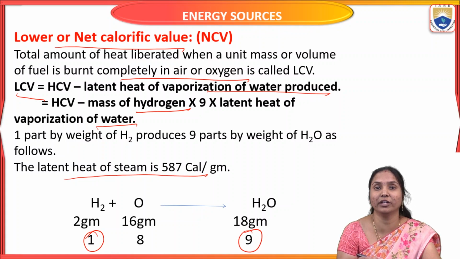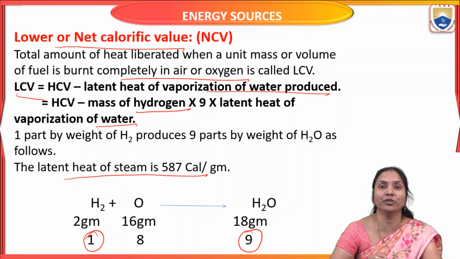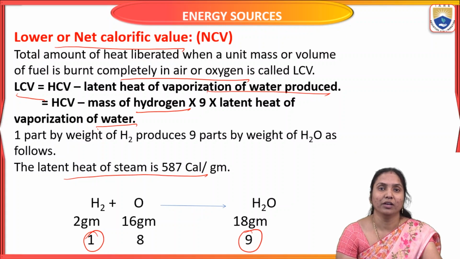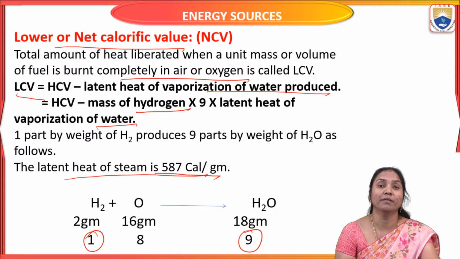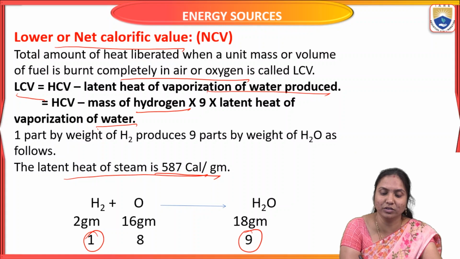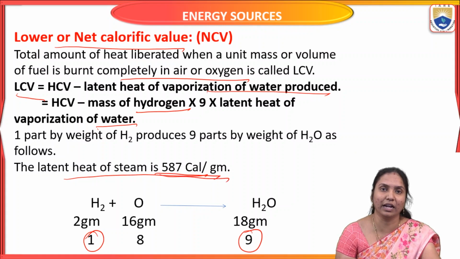We already discussed that hydrogen is generally present in fuel. During the burning process in the presence of oxygen, hydrogen converts to steam. When we cool this combustion product to room temperature, it evolves latent heat, whose value is 587 calories per gram. So how can you calculate the low calorific value? It equals HCV minus mass of hydrogen into 9 into latent heat of vaporization of water. Its value is 587 calories per gram.